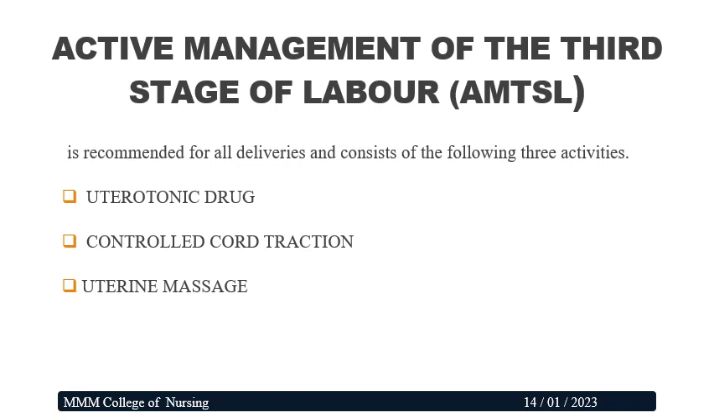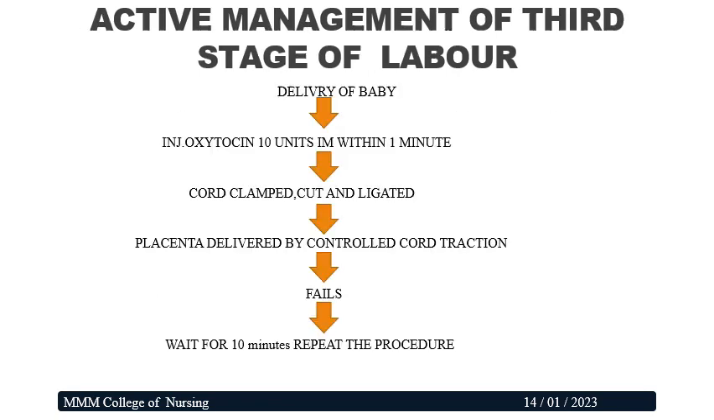Okay, so the components of the AMTSL, active management of the third stage of labor, are administration of a uterotonic drug, controlled cord traction and uterine massage. This is the flow chart for management of the third stage of labor.